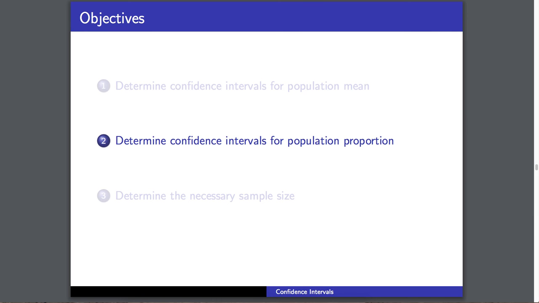Hi, in this video, we're going to take a look at determining confidence intervals for population proportions. So, last couple of videos, we were looking at confidence intervals for population mean. This one, we're going to look at population proportion.